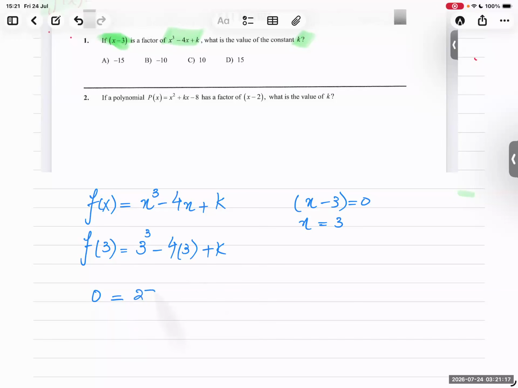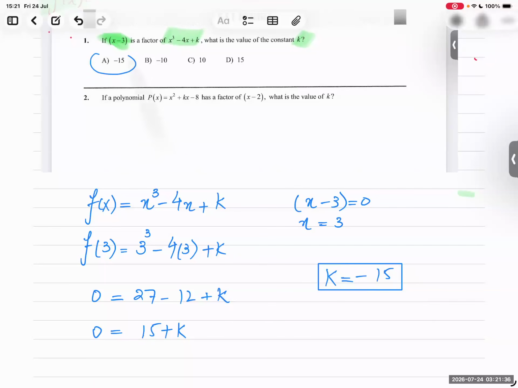That is equal to 27 minus 12 plus k, so that is 15 plus k, and your final result is k equals negative 15. So minus 15 is my answer to this. Is it clear?